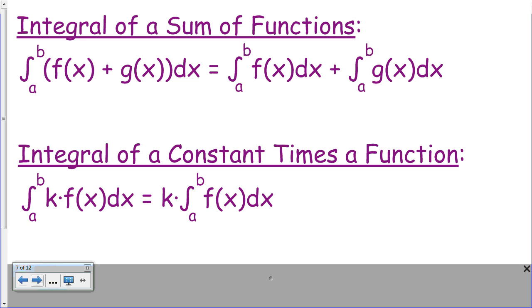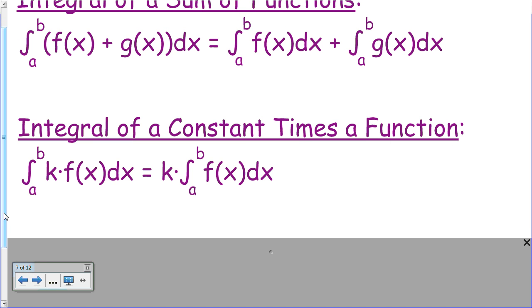All right, the other one is the integral of a constant times a function. It turns out that the definite integral from a to b of k times f of x dx, where k, of course, is a constant, is equal to the constant times the definite integral from a to b of f of x dx. So just like with limits, derivatives, and indefinite integrals, definite integrals have the same property. The definite integral of a constant times a function is equal to the constant times the definite integral of the function. All right.